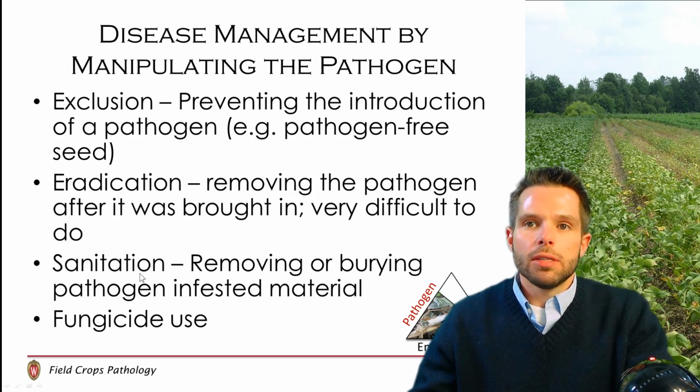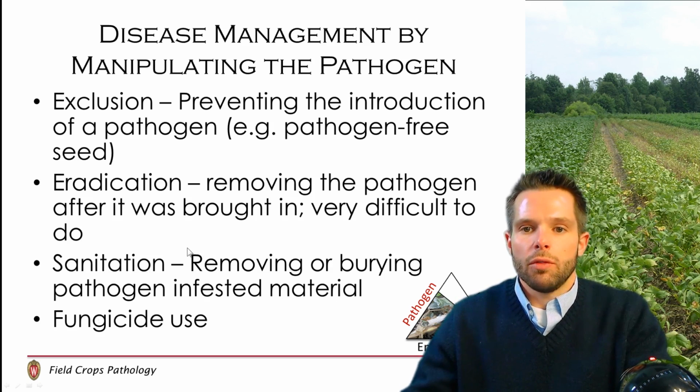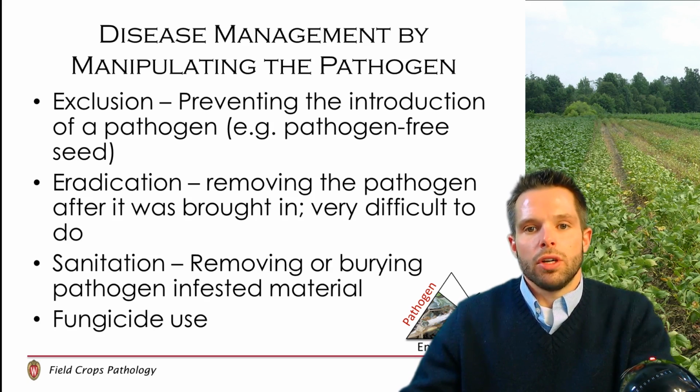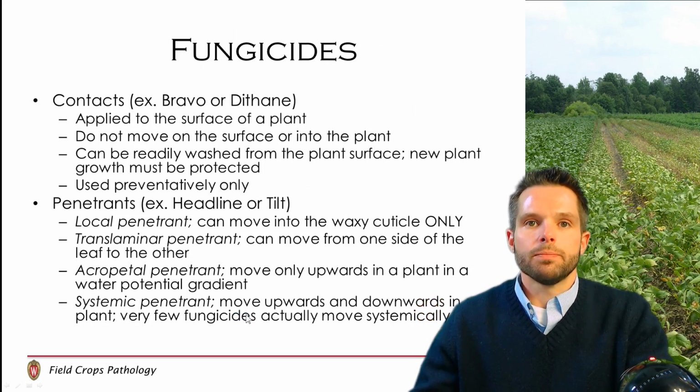Probably most commonly used on the pathogen side is going to be sanitation and also fungicides here. So sanitation, where you're actually removing or burying pathogen-infested material or plant residue. An example here would be corn residue on the soil surface. Some light tillage to bury that material can help reduce the amount of foliar diseases when the subsequent corn crop is present. And then, of course, fungicide use is widely used now in field crop systems.